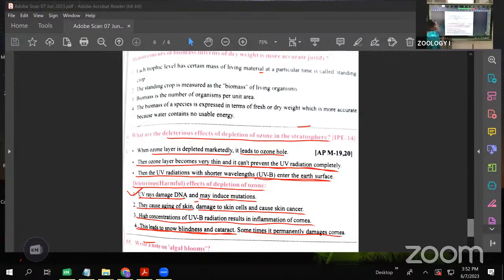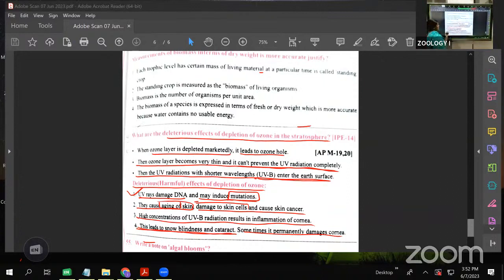UV rays damage the DNA material inside each and every cell. Genetic material DNA is there. When the DNA structure is changed, automatically it causes mutation. Sudden changes will occur, and the UVB rays damage the skin, causing aging of the skin and damaging of the skin cells, and sometimes also causing skin cancers.